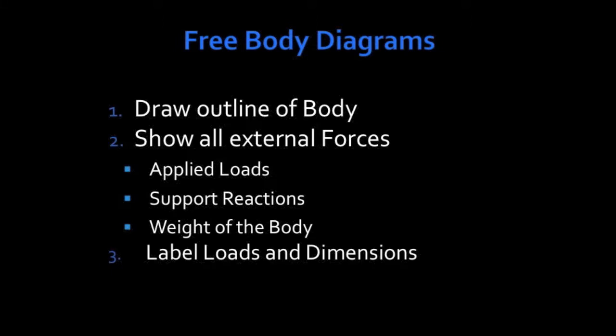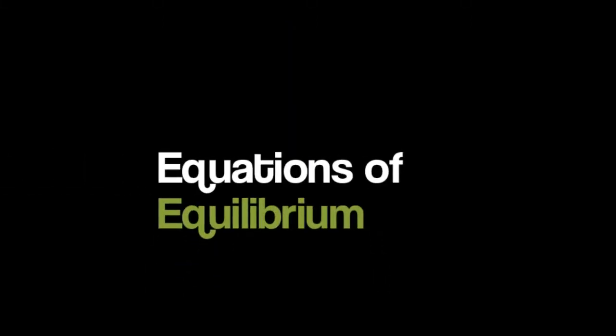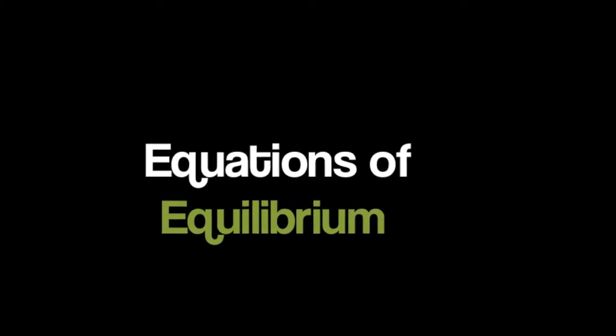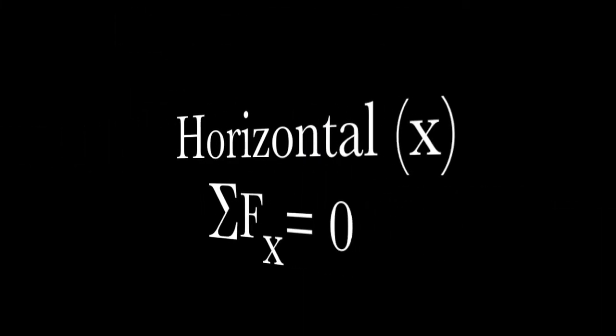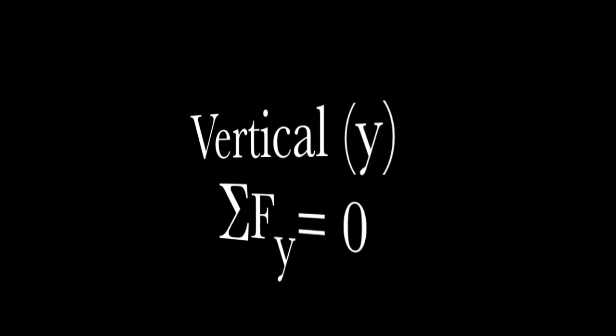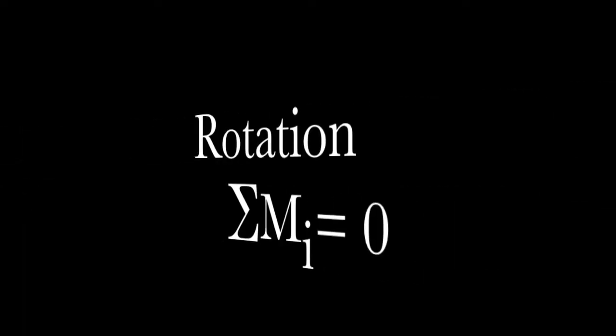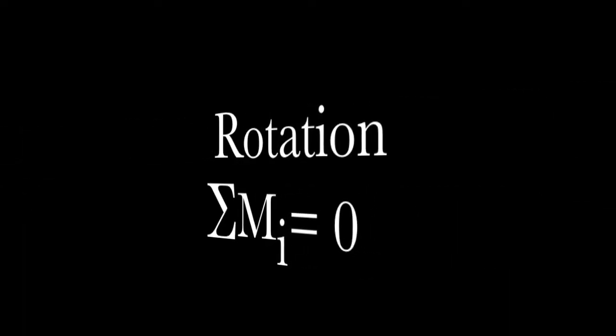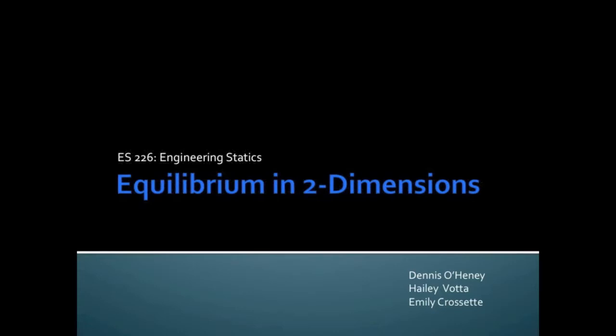Now that you understand support reactions, follow these simple steps to solve a free body diagram. First, draw the outline of the body. Then, show all external forces, including applied loads, support reactions, and the weight of the body. The last step in your free body diagram is labeling loads and dimensions. Recall the 3 equations of equilibrium. The sum of the forces in the x equals 0, the sum of the forces in the y equals 0, and the sum of the moments around any given point equals 0. With this knowledge, you should be able to solve two-dimensional equilibrium problems.